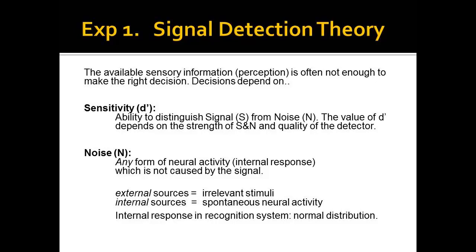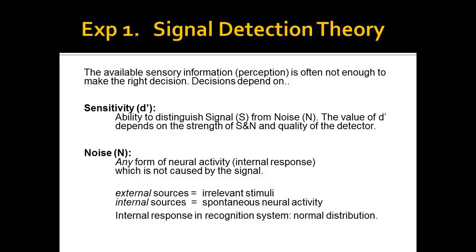Making decisions depends on something called sensitivity, denoted as D prime, as well as on something called noise. So sensitivity is your ability to distinguish the signal from the noise. And the value of sensitivity, the value of D prime, depends on two things: one, the strength of the signal and noise distribution, and two, the quality of your detector.